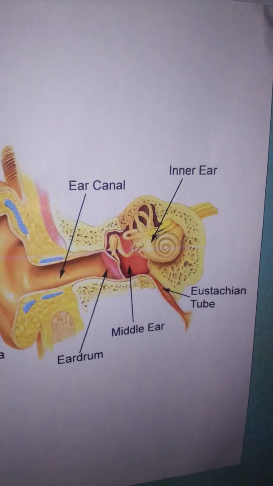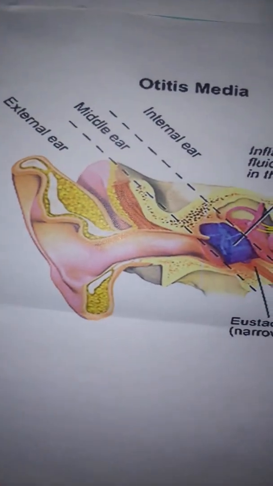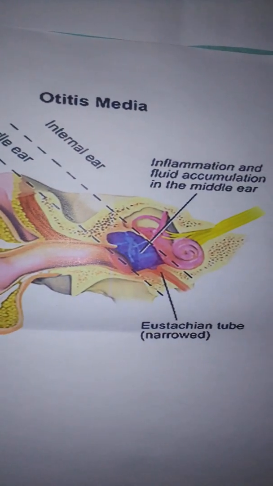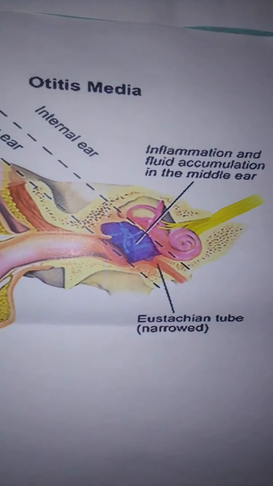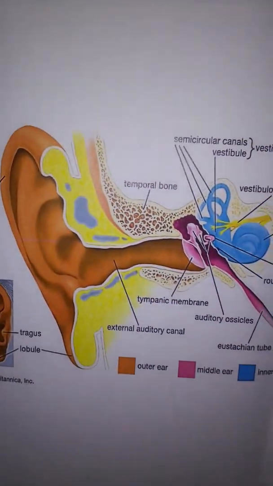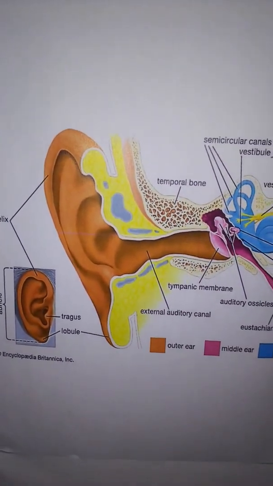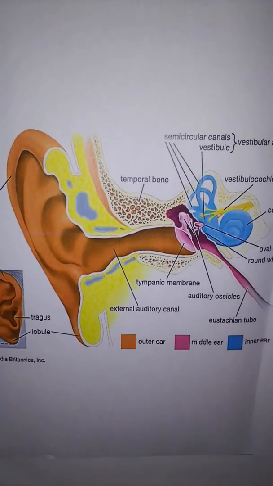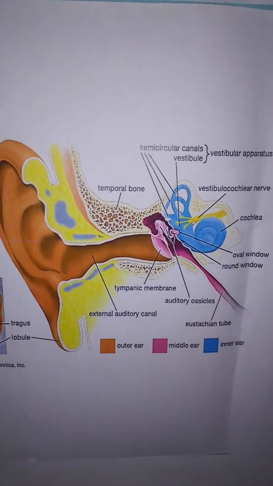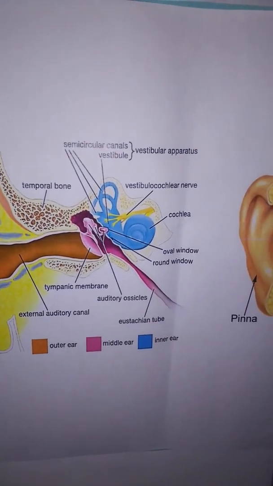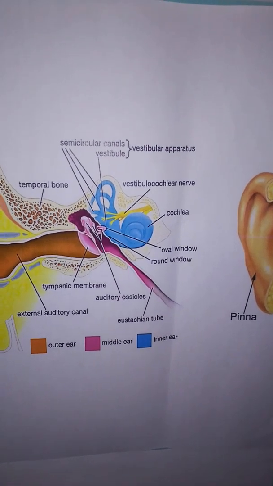This is another diagram of the ear, showing the demarcations of the external ear, the middle ear, and the inner ear. We have the auricle, the helix, the tragus, the lobule, and the external auditory canal. Then here we find the tympanic membrane and the ear ossicles, which are the malleus, incus, and stapes.